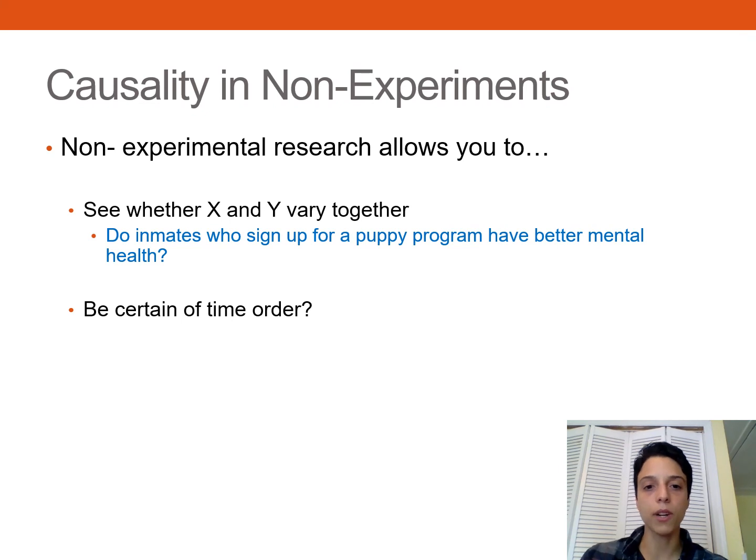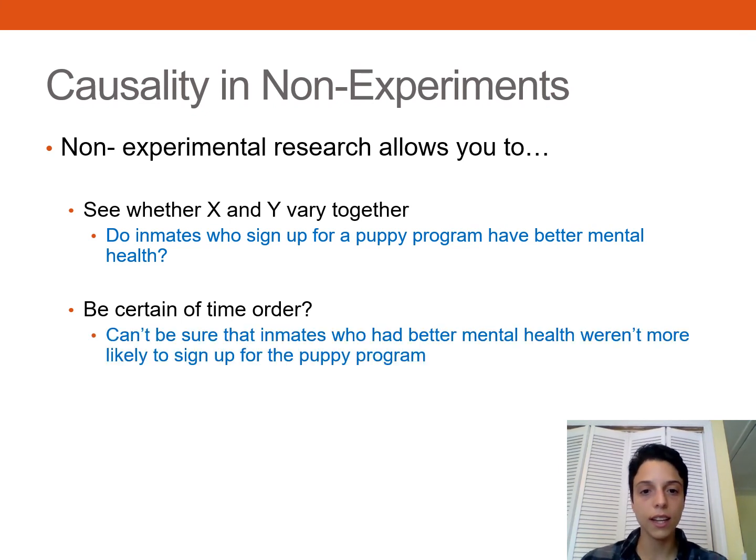But can we be certain of time order? Not necessarily. For example, if we're just looking at overall mental health and whether somebody signed up for the program, it might be that inmates who had better mental health to begin with were more likely to sign up. They had more energy, they were more interested in learning, they were more engaged with things, and it could be that inmates who had worse mental health to begin with were simply less interested in the program. So we can't be sure that the program is affecting mental health, as opposed to mental health affecting involvement in the program.